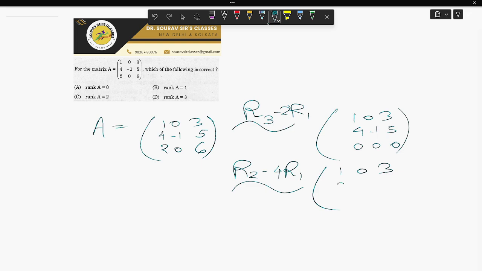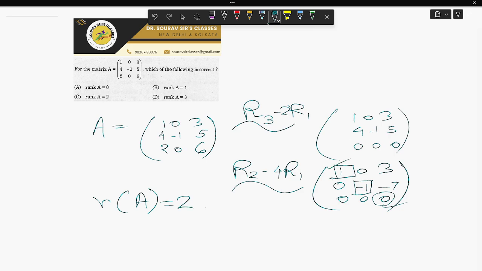We will get 1 0 3, then 0 -1 -7, and then 0 0 0. So we can see that the pivotal positions are non-zero for only these two rows, and in this row the pivotal position is 0. So the rank of matrix A will be 2, as there are two non-zero pivotal positions in this 3 cross 3 matrix. Okay, so what will the correct answer of this question be?